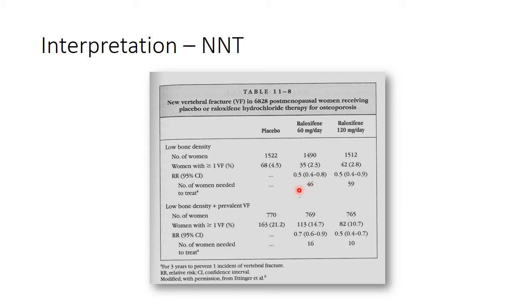So how many women with low bone density would I need to treat in order to prevent 1 vertebral fracture? Basically you can calculate it out, and it would come out to be 46 women need to treat with 60 milligrams of raloxifene a day to prevent 1 vertebral fracture. And so the question is, is that cost effective? Does that make sense, based on side effects of the drug?